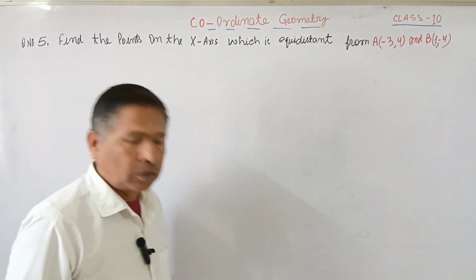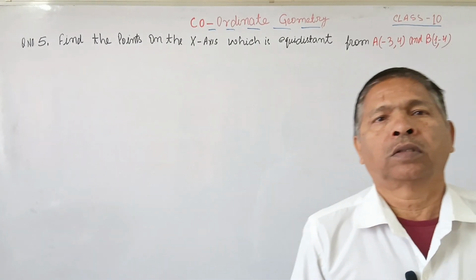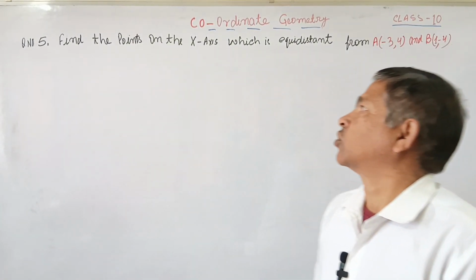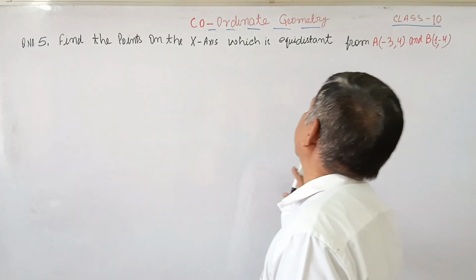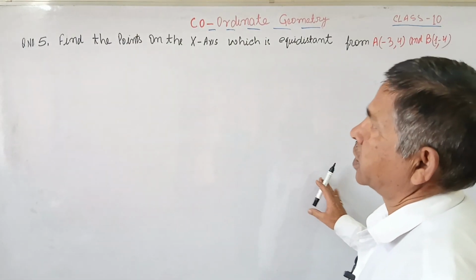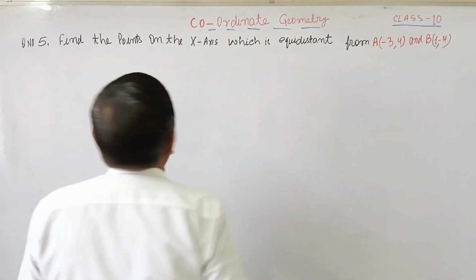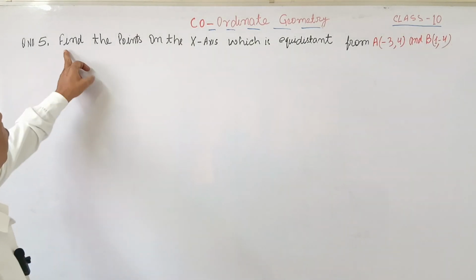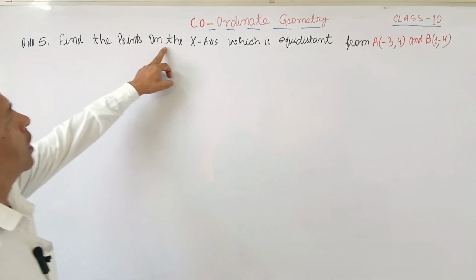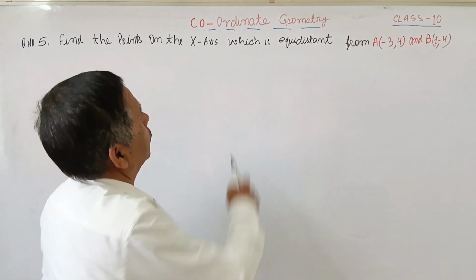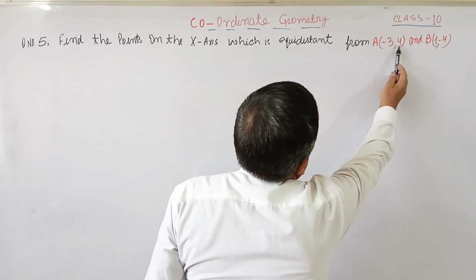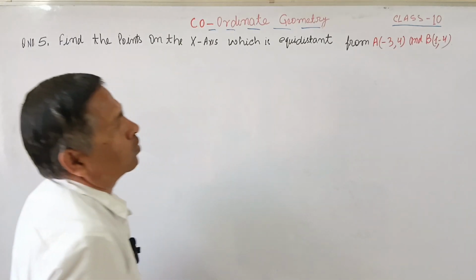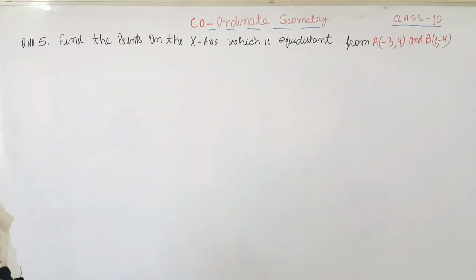Hello students, this is Radheshyam Yadav. Today I am going to solve question number 5 of coordinate geometry for class 10th, and the question is: find the points on the x-axis which is equidistant from A (-3, 4) and B (1, -4). So we have to solve it.